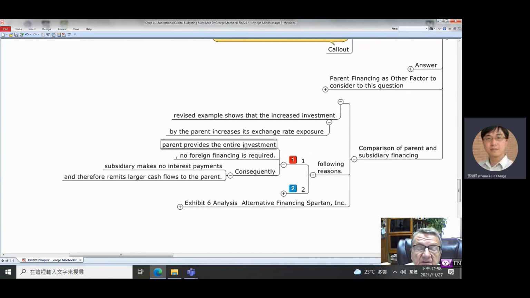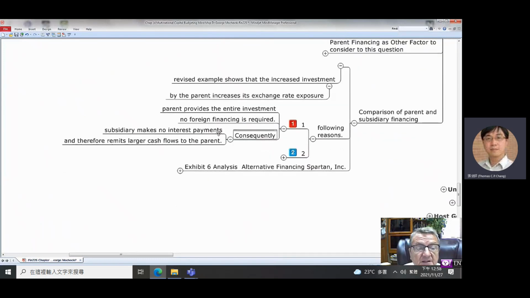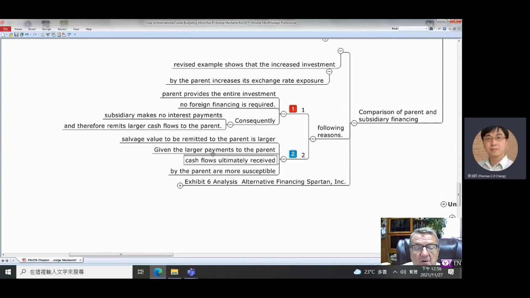One, the parent provides the entire investment. No foreign financing is required. Consequently, the subsidiary makes no interest payments and therefore remits larger cash flows to the parent. I don't have to pay anything out, no interest or anything else. I just pay the full amount back. It's not part of my expense. So no interest payments, therefore larger remitted cash flows. But then you have to look at how much they're charging me, how much I could remit, and in what time frame. Two, the salvage value to be remitted to the parent is larger.